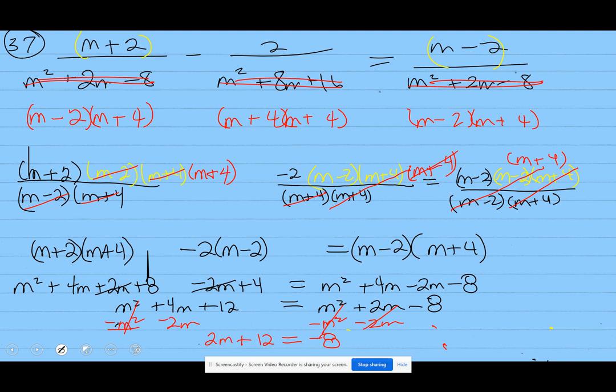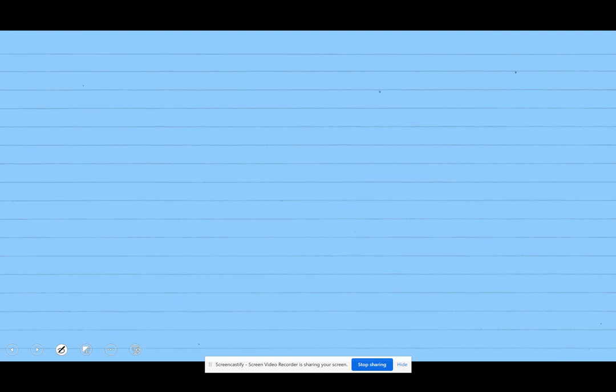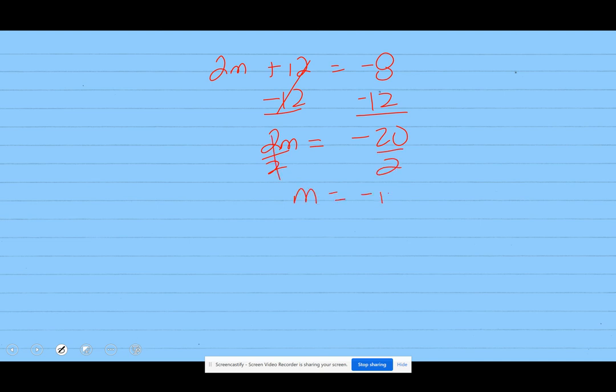Wow, this is messy. Subtract 12 on both sides, so I have 2m. Let's see, what was it? 2m plus 12 equal negative 8. So subtract 12 on both sides. I get 2m is equal to negative 20. Divide both sides by 2, and I get m is negative 10. And that is the correct answer.